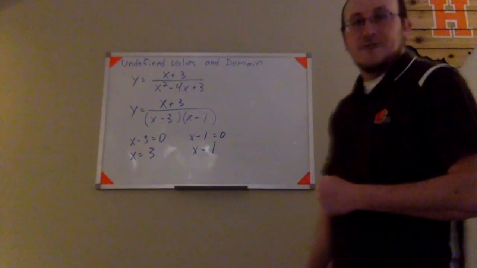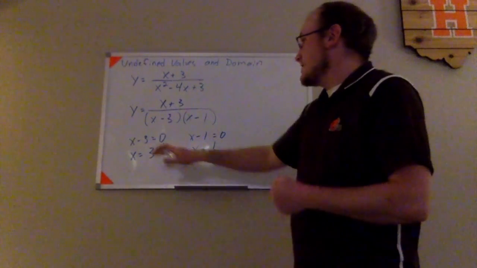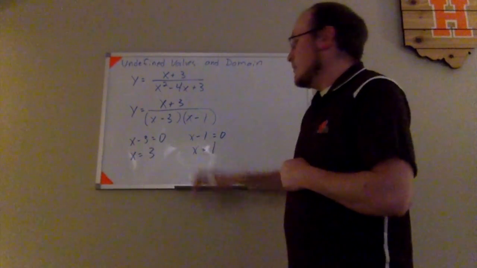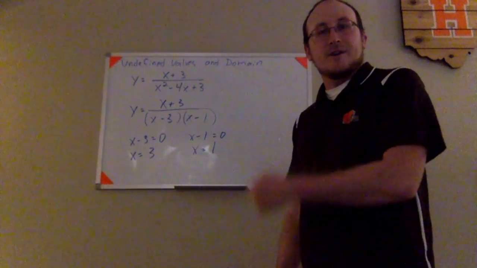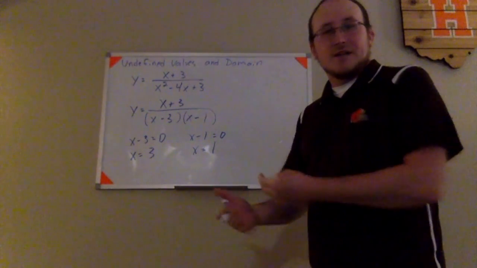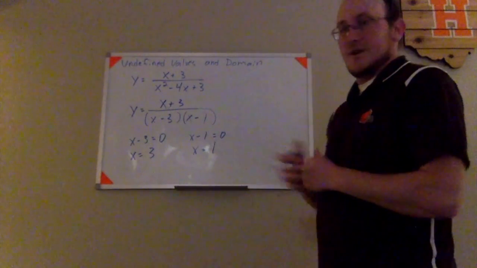So for what values of x is this function undefined? It is undefined for the values of 3 and 1, because those would make the denominator equal to 0, and we can't divide by 0. So those are your undefined values.